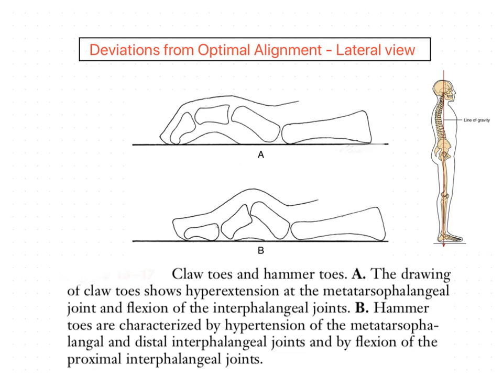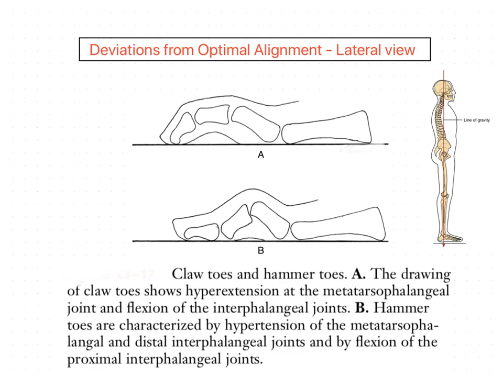Now in this session we are going to discuss deviations from optimal alignment. We are going to discuss these deviations by seeing the posture in the lateral view. So we can simply call it the sagittal analysis of the optimal alignment. What are the deviations from the optimal alignment we can see in this session.